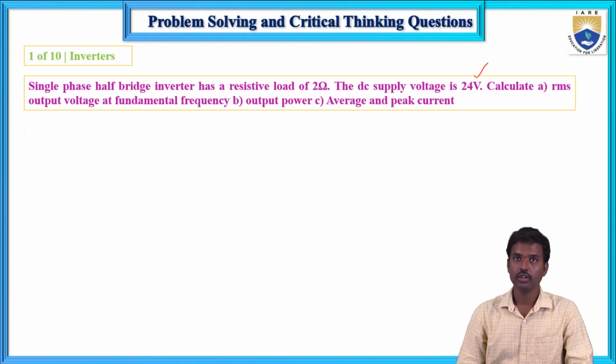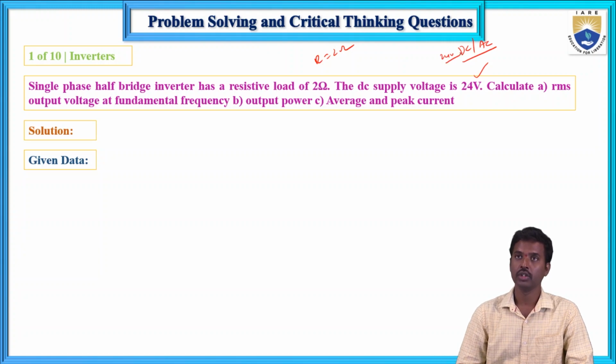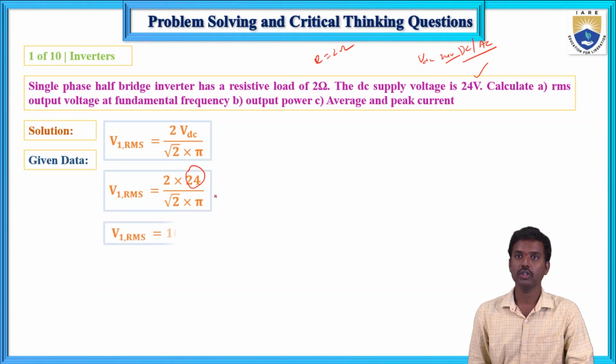Now the solution for this. The given data is R equals 2 ohms, and the supply voltage converts from DC to AC. Here the DC voltage is 24 volts. V01 indicates the fundamental frequency. The RMS output voltage formula is 2 VDC by root 2 pi. Substituting VDC equals 24, this equals 10.80.